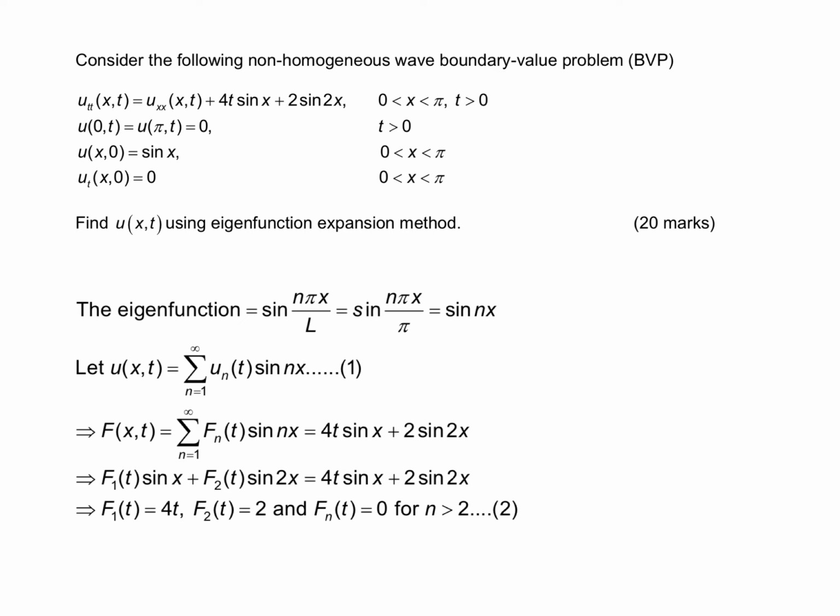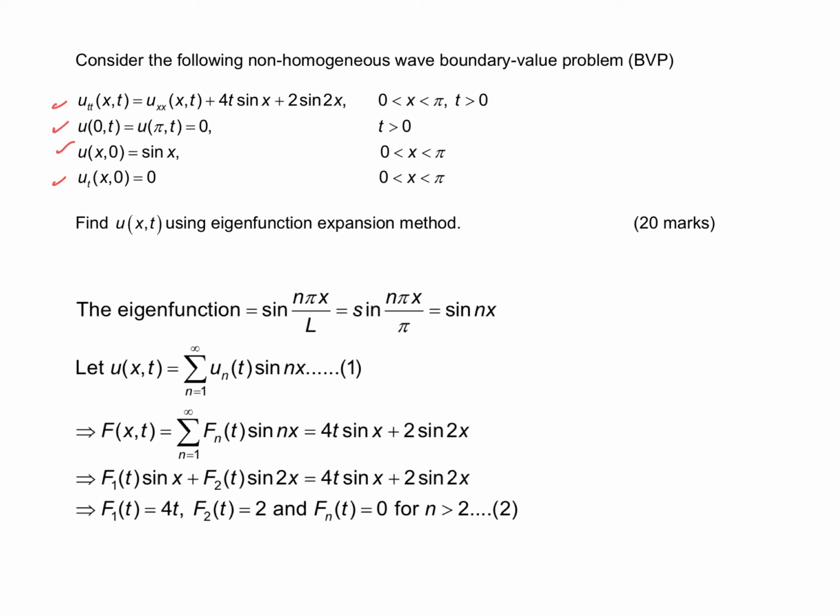Now let's try to solve this non-homogeneous wave boundary value problem. So this one is our PDE. We have u_tt equal to u_xx plus 4t sin x plus 2 sin 2x. Our x is between 0 and pi. And this one is our boundary condition. This one is the initial displacement and the last one is the initial velocity. Find u(x,t) using the eigenfunction expansion method.